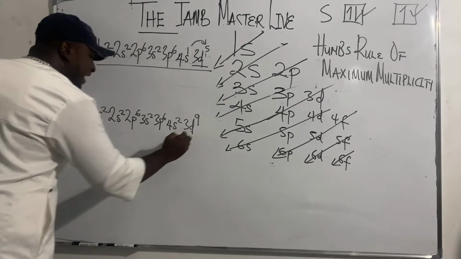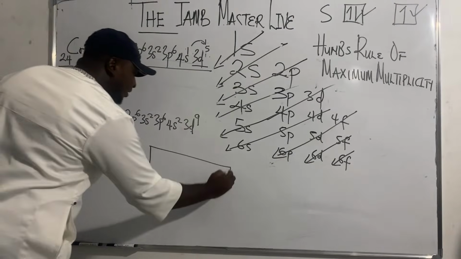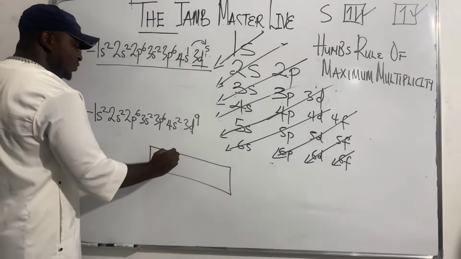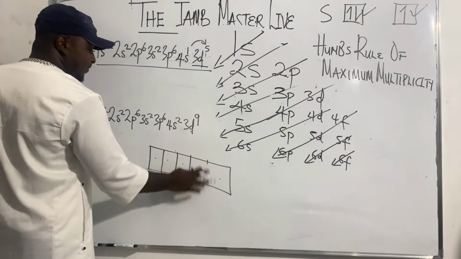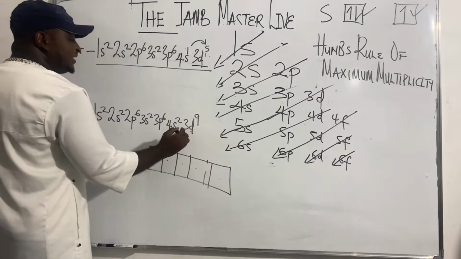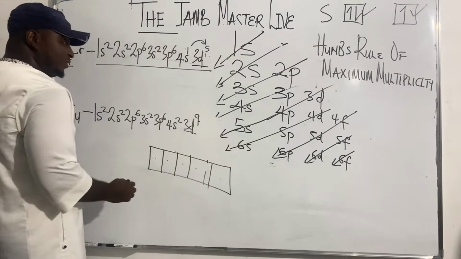Class, let's revisit this D. D block is 5, right? It has 5 blocks: 1, 2, 3, 4, 5. And this D has 9 electrons to be filled.